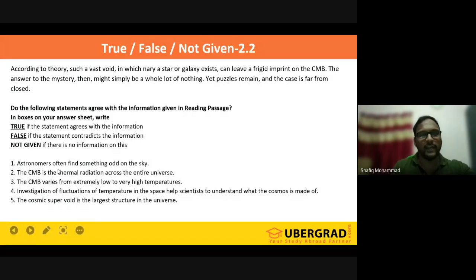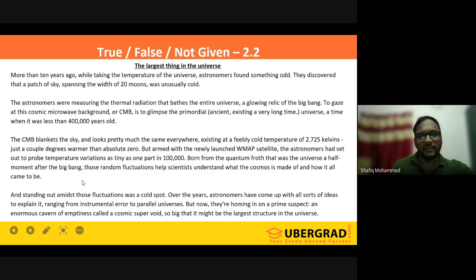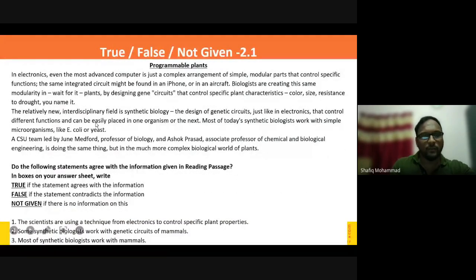No, that is not the case. So it should be 100% not given. And yes, the second answer should be: the CMB is the thermal radiation across the entire universe. So obviously it is true, isn't it? Because the same thing is there, isn't it? Thermal radiation bathes the entire universe, glowing relic, to gaze up at the cosmic microwave, and so on. Here it starts: a glimpse of the ancient universe in a time when it is less than 400,000 years old. So yes.